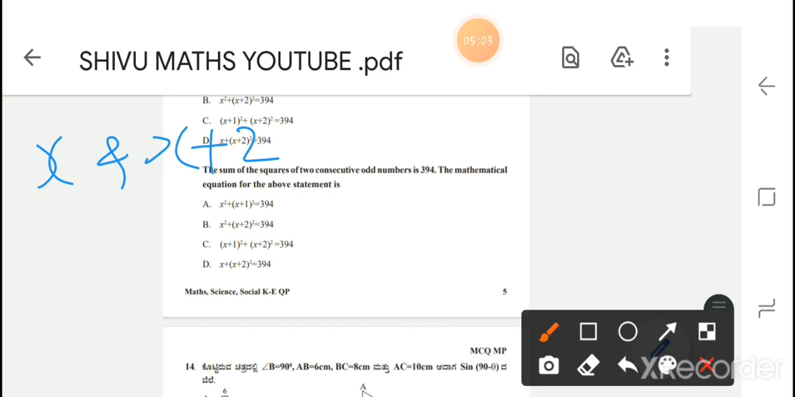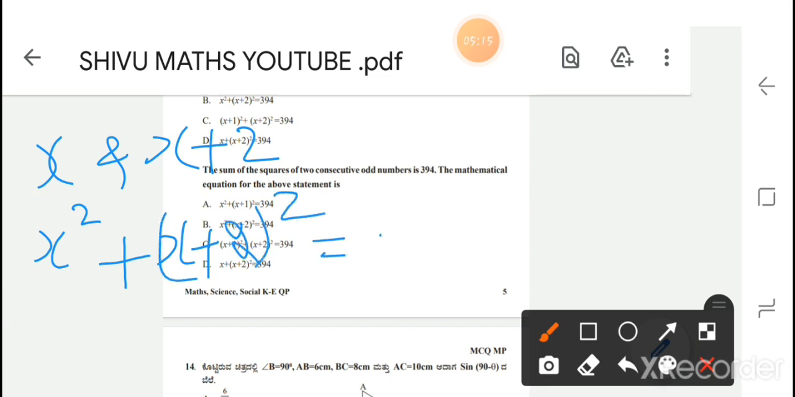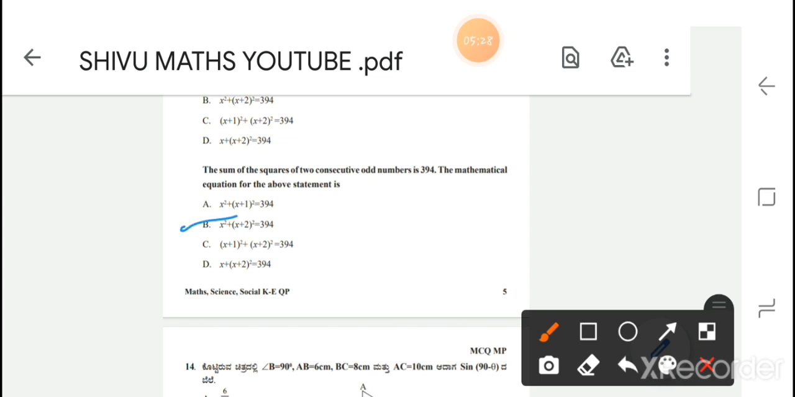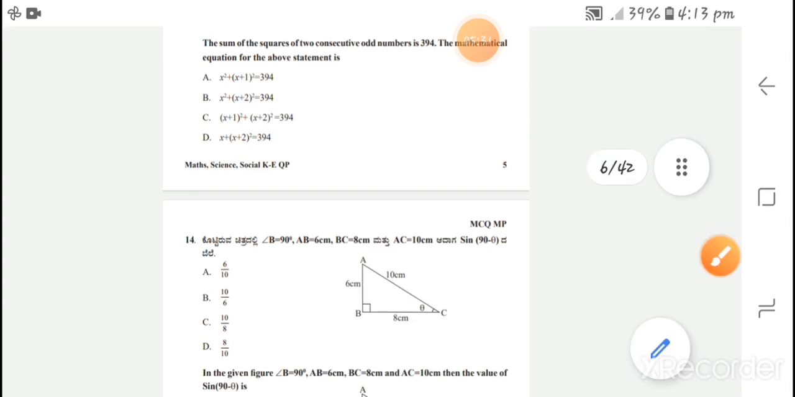They have given the sum of the squares. Sum of the squares means you have to take x square plus x plus 2 whole square. That sum of the squares is equal to 394. Which is the right option? Option B is the right option, because x square plus x plus 2 whole square is 394. Option B is the right answer. Got it? Okay. So next we will pass on to the 14th question.